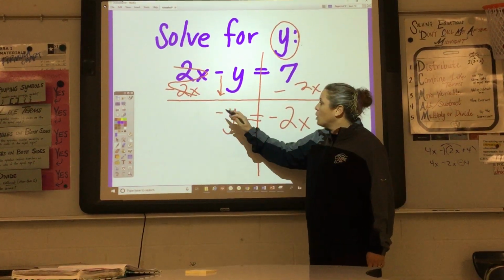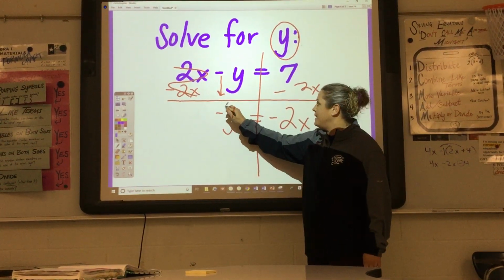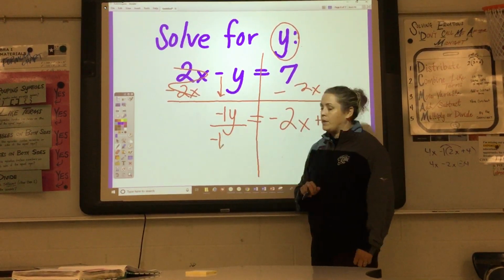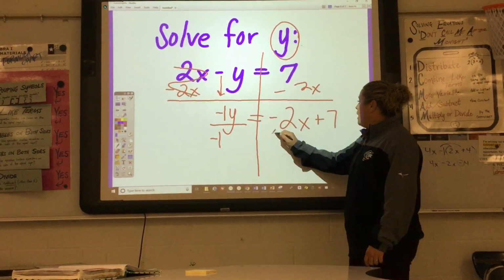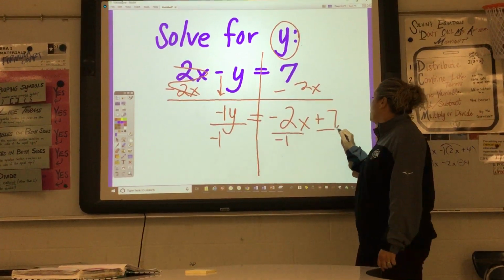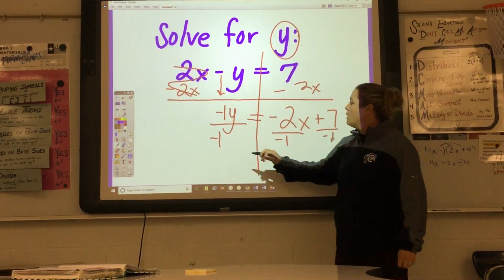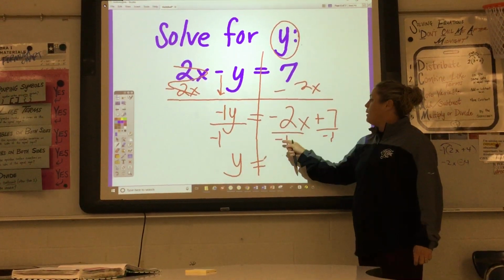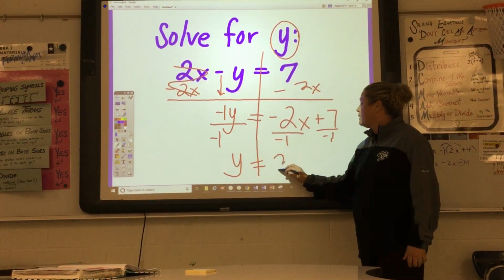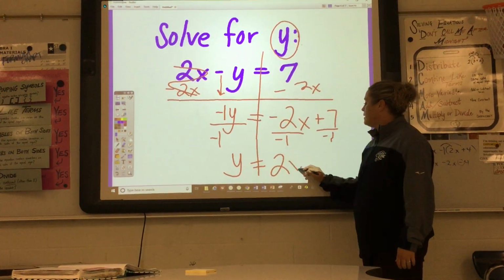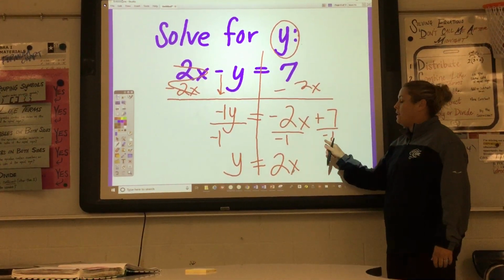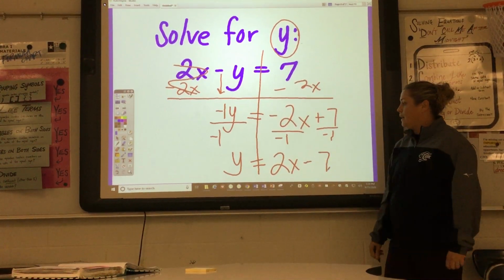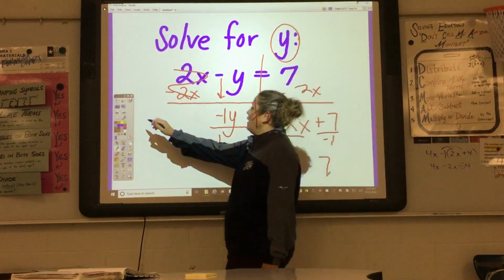Right here, your coefficient is actually a negative 1. So I'm going to divide by the coefficient, which is negative 1. And I'm going to do that to both terms. Okay, so I get y equal to negative divided by negative is a positive 2x. Positive divided by negative, opposite signs, opposite. Okay. Last one.